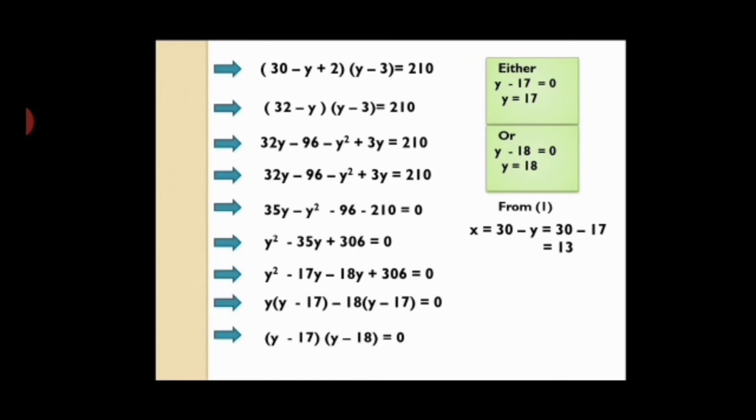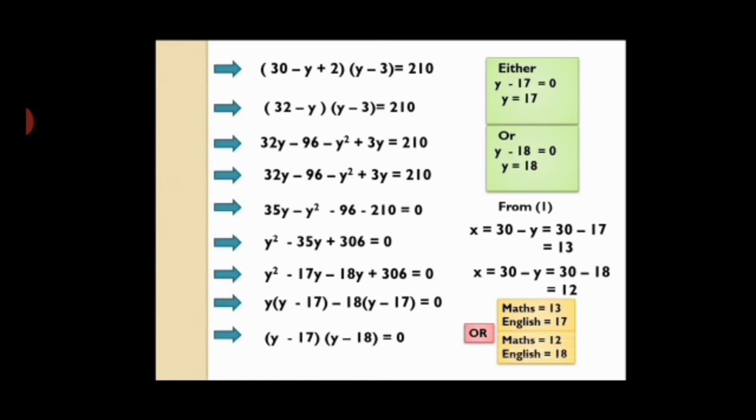x equals 30 minus y, which means 30 minus 17, 13. And when we substitute y equals 18, we get x equals 30 minus 18, equal to 12. So the student's marks in mathematics is 13 and marks in English is 17. Or another option is marks in mathematics is 12, then marks in English will be 18. These are the two solutions.